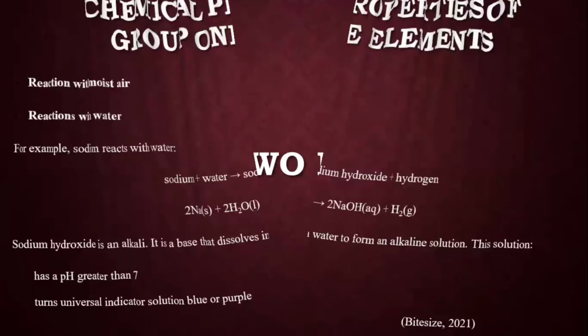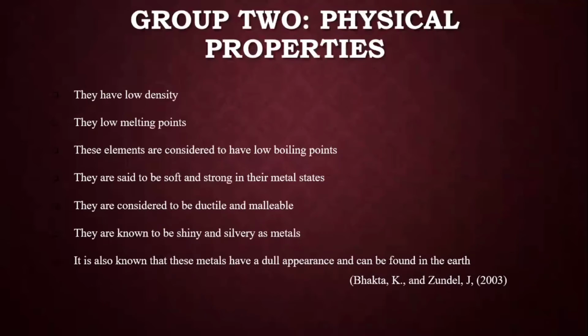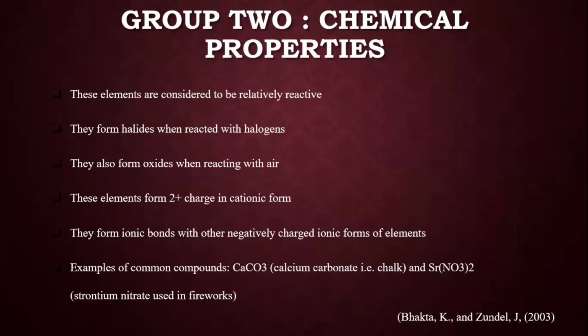Now, on the next slide, we will look at the physical properties of group 2 elements. Some physical properties of these elements are they have low density, that is mass over volume. They have low melting points except beryllium. They also have low boiling points except beryllium. They are soft and strong in their metal state. They are considered to be ductile and malleable. They're also shiny and silvery as metals, as well as having a dull appearance, and these metals can be found in the earth.